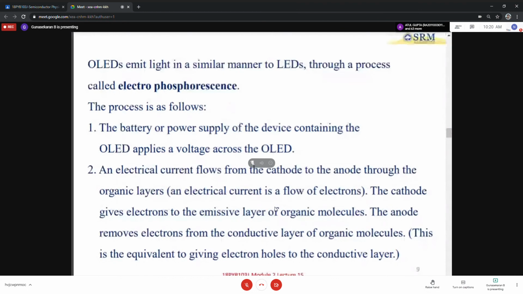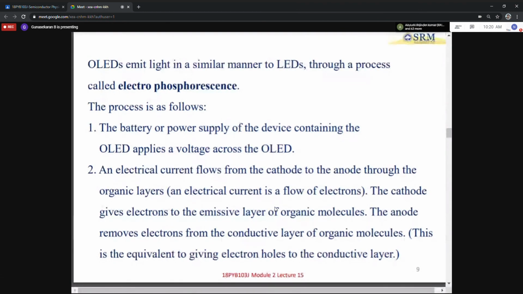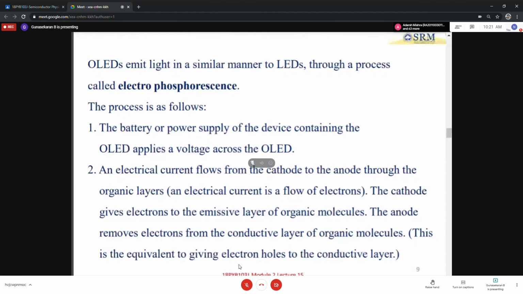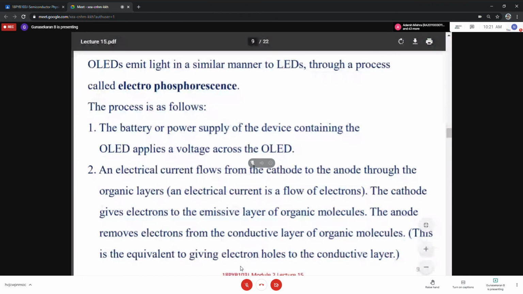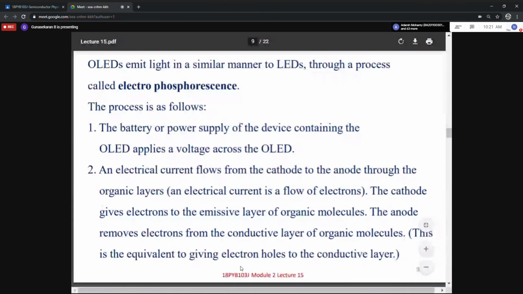When the battery or power supply of the device connecting the OLED is switched on, it applies the voltage. The current will flow from cathode to anode. Please understand. The current will flow from where? Cathode to anode. Cathode is the negative terminal, anode is the positive terminal. The current will flow from cathode to anode through these organic layers.